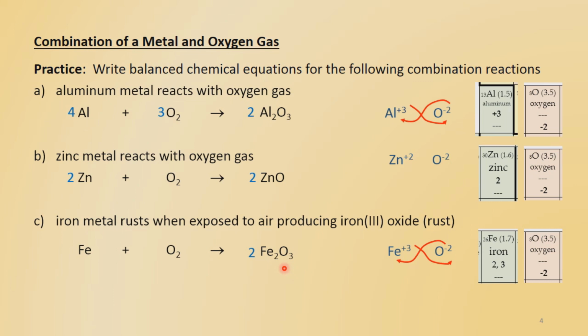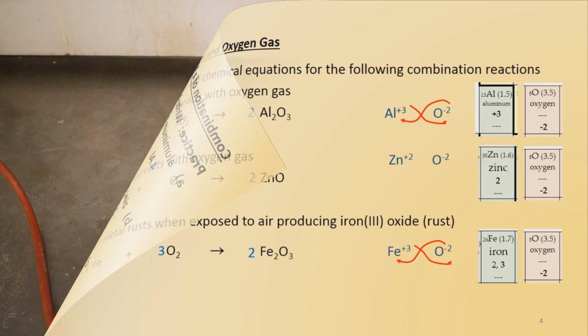To balance this, we need to double up on the Fe2O3. Gives us an even number of oxygens, 6, and 2 divides evenly into it 3 times, and we'll need 4 irons on the left, and we're good to go.